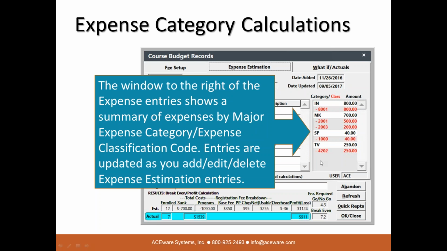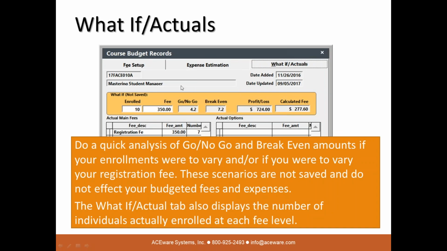All right. So, what if actuals? And this is where, when we get to the live in a minute, you're really going to see the benefit of this. This is the place where you can actually experiment with the fees and guesstimates on enrollments, and you can analyze what that will do to your go, no go number and to your profit and loss, and to what the fee should be if you wanted to go at an assumption of a certain enrollment and a certain fee. So again, these are kind of planning scenario tools over here under What If Actual.